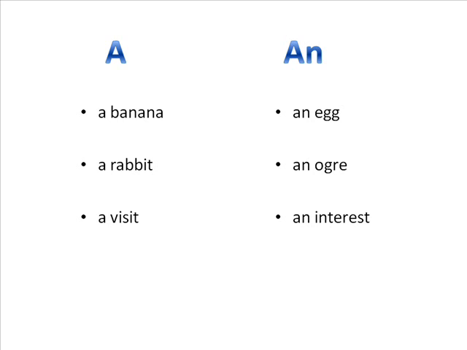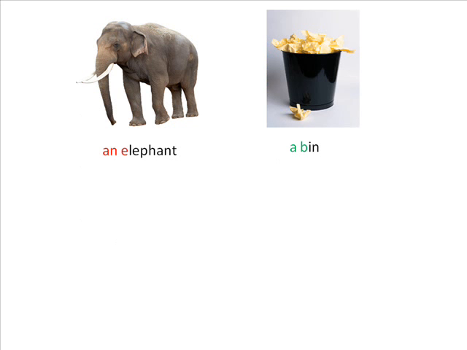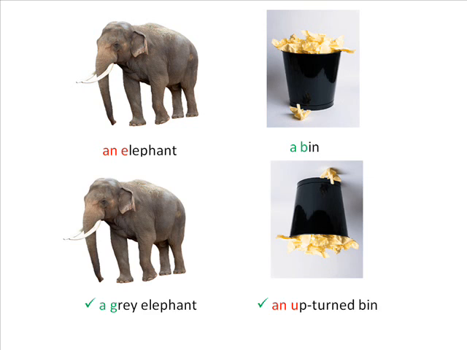The big difference with languages that use genders is that it's always the noun that has a gender and therefore affects the words around it, whereas with my example about a and an, it's the word that comes immediately after a or an that has the effect. So although you would say an elephant or a bin, if you inserted an adjective, that would be the word which determined which one you used. So you would say a grey elephant or an upturned bin instead of an grey elephant or a upturned bin.